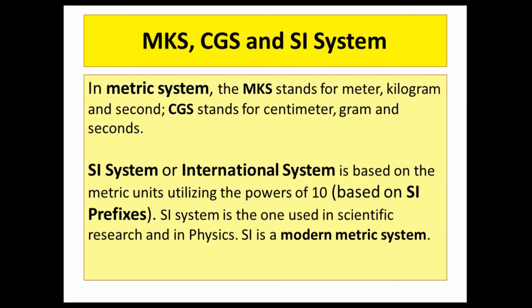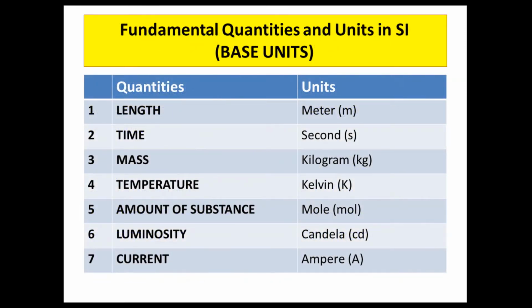In research and in physics, we use the modern metric system we call SI, or International System of Units, based on the metric units using the integral powers of 10. In SI, or modern metric system, we have the basic quantities and basic units. So length, time, mass, temperature, amount of substance, luminosity, and current are all considered fundamental quantities, and each is described by the basic units.